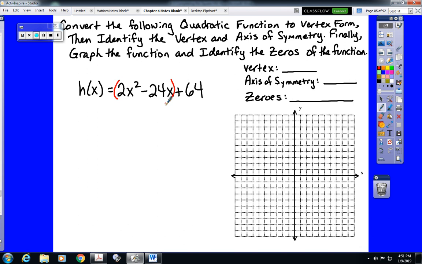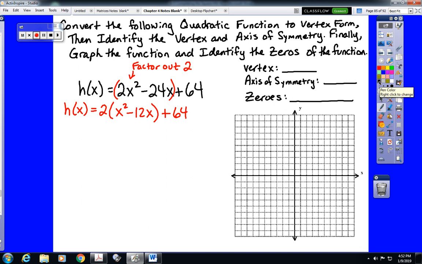So instead, we have to rearrange the function and trick it into thinking we divided by factoring out our a value of 2. So when we do that, we have 2 times x squared minus 12x plus 64. Now we're only factoring the 2 out of the parentheses, so 64 is unaffected. And when we factor out a 2, what we do is we divide these two terms by 2. 2x squared divided by 2 is x squared. Negative 24x divided by 2 is negative 12. Now a is equal to 1, and we're ready to insert our blanks.